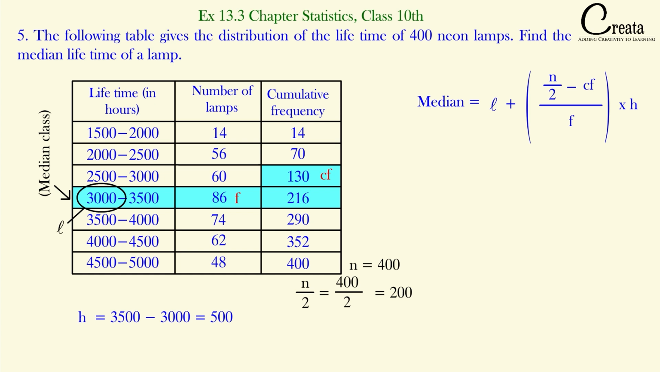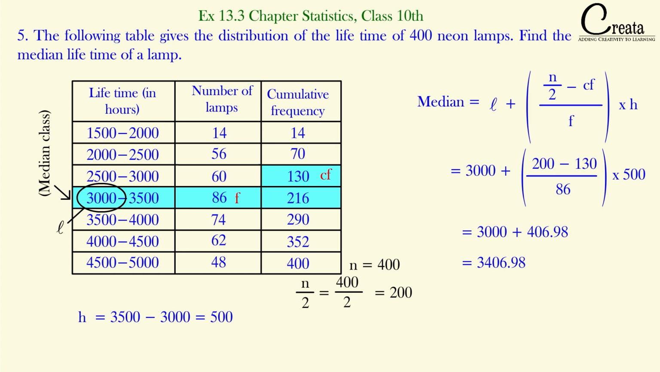Simply use the formula. Let's put in all the values and solve it. On solving, we got our answer as 3406.98 hours. That is the median life of a lamp. So we are done with this question. Let's move to the next question.